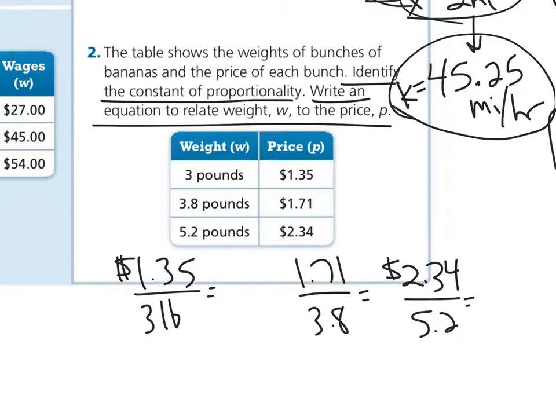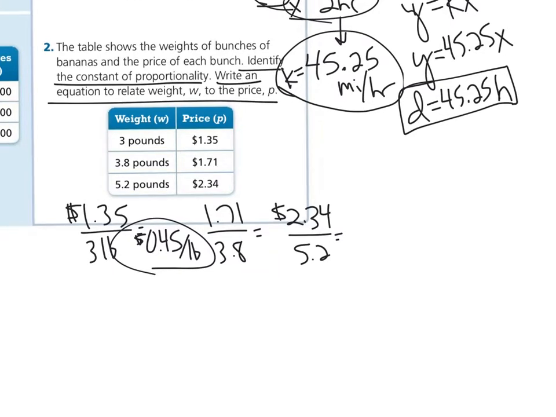Okay, so anyway, if you divide all these out, you should get 45 cents per pound, and that'll come out exactly the same for all three of those. So 45 cents a pound, and we want to come up with an equation. Again, normally we'd say y equals 45 cents times x. It's just they want us to use W and P. The question is which one goes where?